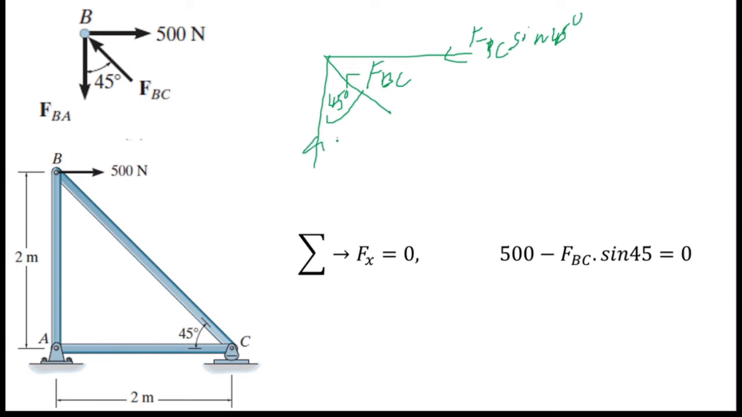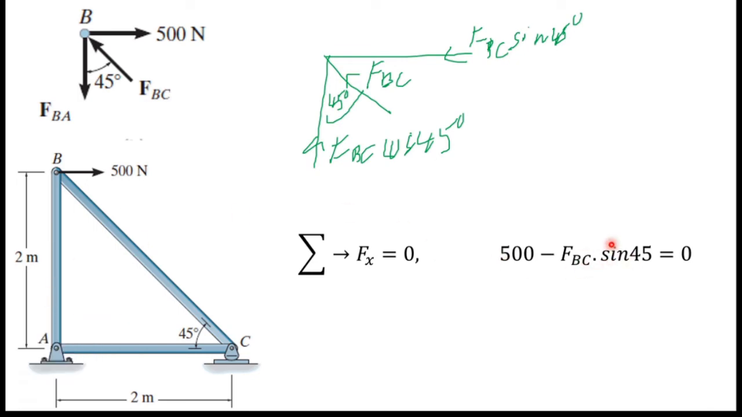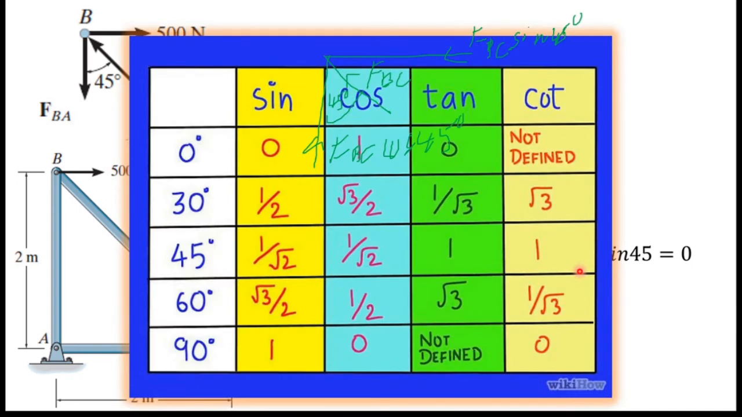Vertical component is FBC cos 45, right? So if I consider horizontal forces, I have to write 500 minus FBC sine 45, which is the horizontal component of this FBC force. So now I can simplify this and get the answer for FBC. For that I will have to use the value of sine 45. So you can get values from this table.